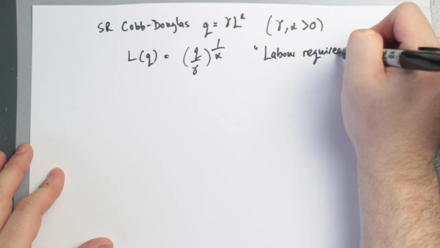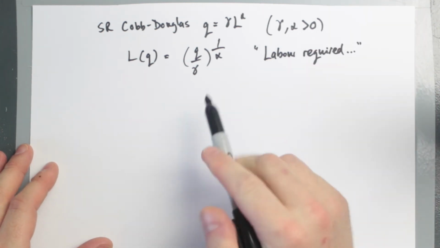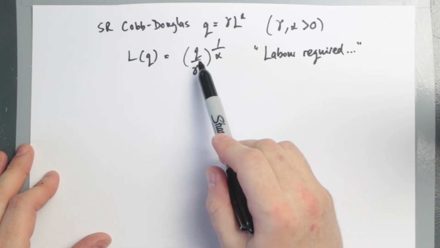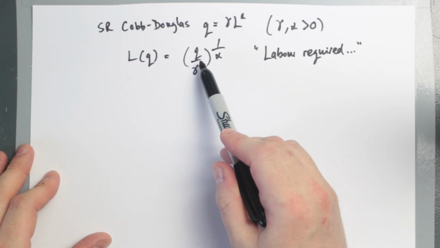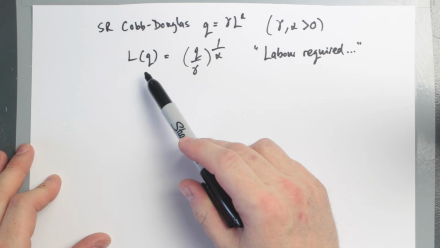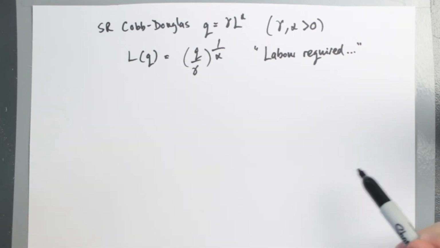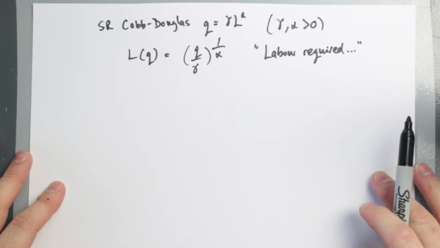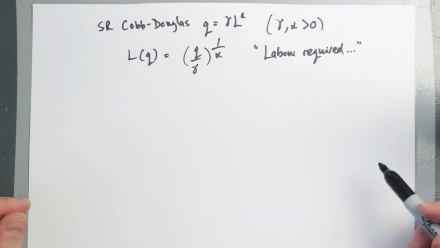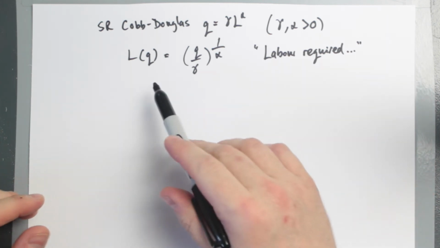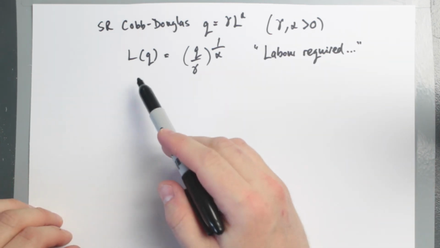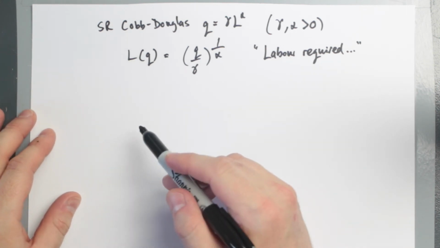What it means, let's call this the labour required. So the idea is if I know how much output I want to produce, Q, I could plug it into this function, L of Q, and out pops the number of units of labour that I need to employ in order to produce Q. Okay? I don't think it has a specific name, but we'll just refer to it as the labour required for output Q.